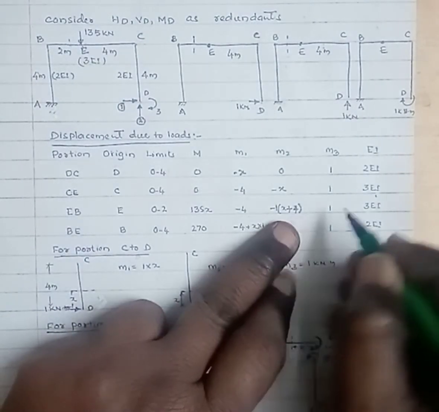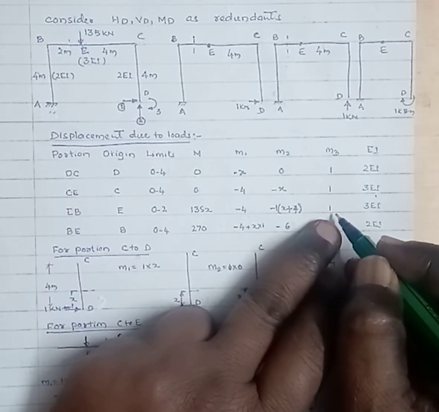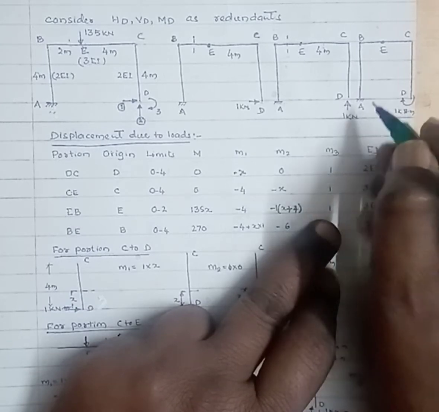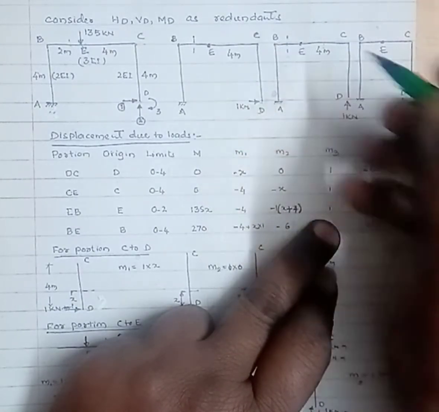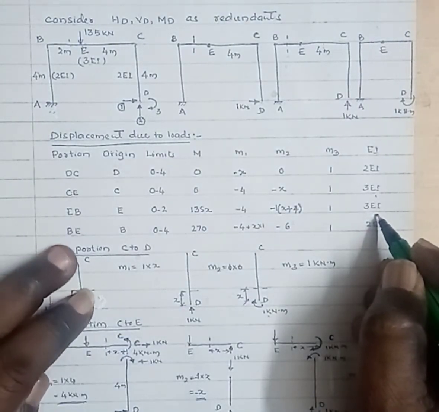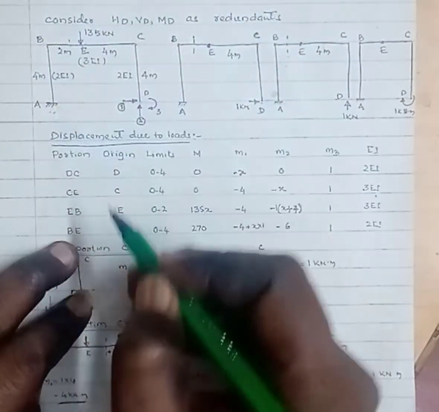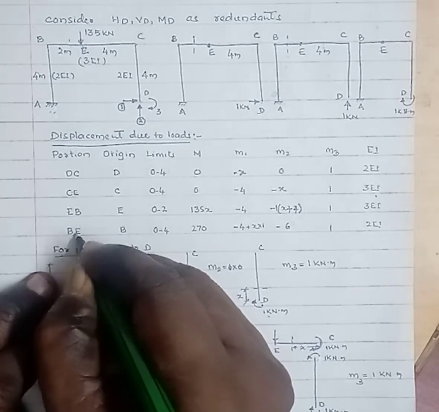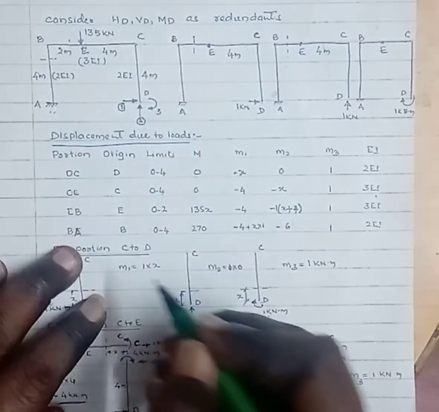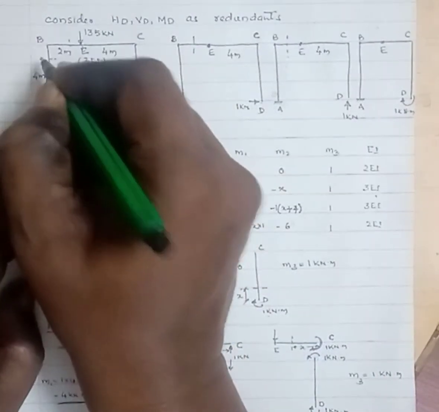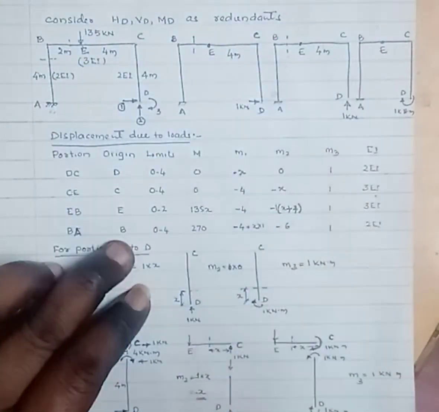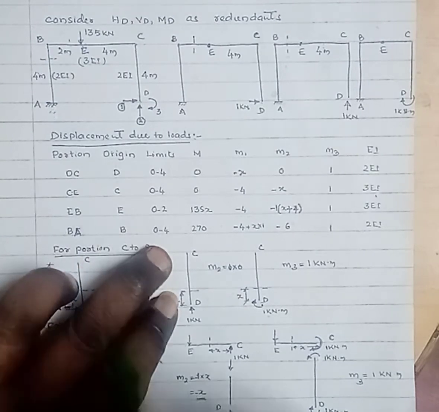Then the bending moment in coordinate direction 3, that is due to this unit moment in clockwise direction, remains constant in between B and E, hence that is 1 kilonewton meter, and the flexural rigidity is 3EI. In the portion B to A, that is the last portion, here if you consider a section in between B and A at a distance of x from B, here x varies from 0 at B and is maximum at A, the limits are 0 to 4 meter.